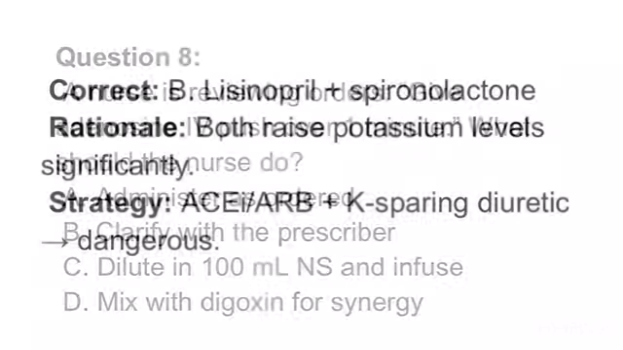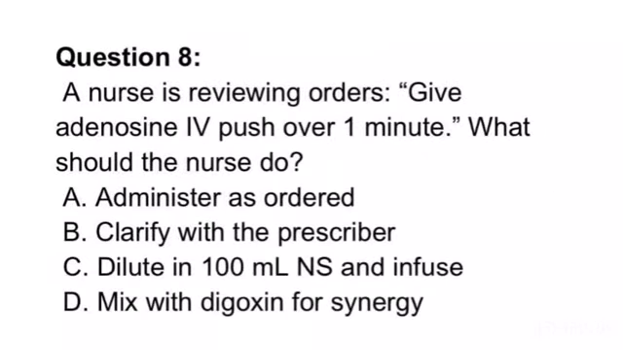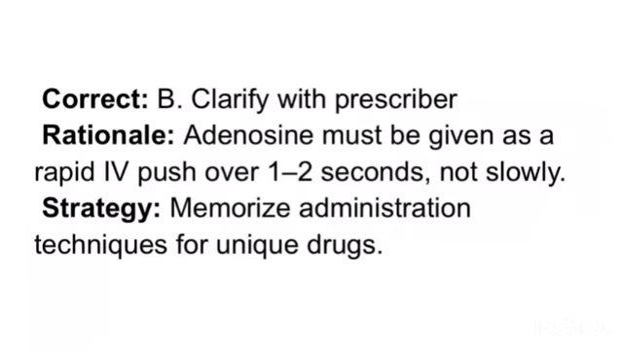Question 8. A nurse is reviewing orders. Give adenosine IV push over 1 minute. What should the nurse do? A. Administer as ordered. B. Clarify with the prescriber. C. Dilute in 100 ml NS and infuse. D. Mix with digoxin for synergy. Correct: B. Clarify with prescriber. Rationale: adenosine must be given as a rapid IV push over 1 to 2 seconds, not slowly. Strategy: memorize administration techniques for unique drugs.